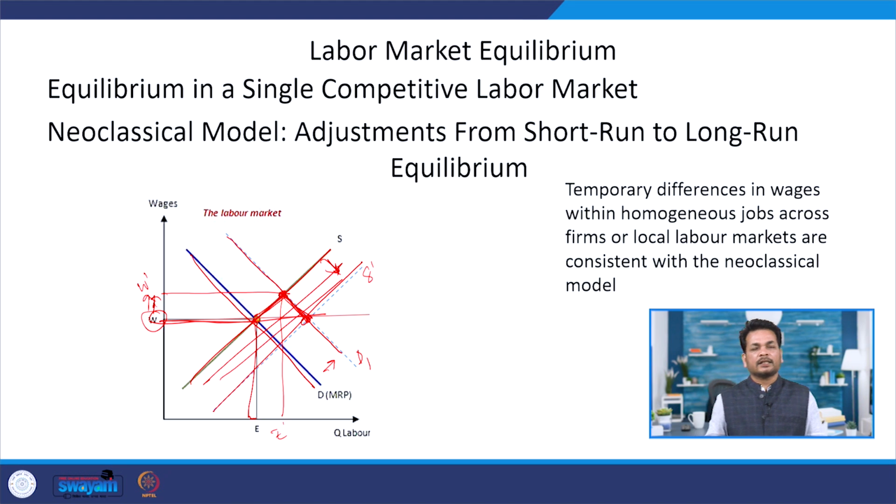So, neoclassicals are saying that there could be short run differences, but in the long run it will get adjusted. It is completely based on demand and supply forces. So, the implication of this neoclassical model is that wages are equalized across homogeneous workers and homogeneous farms. There is no incentive for farms to pay a high wage rate, as this will not affect productivity. However, this does not imply that wages won't vary across different workers or across different farms.